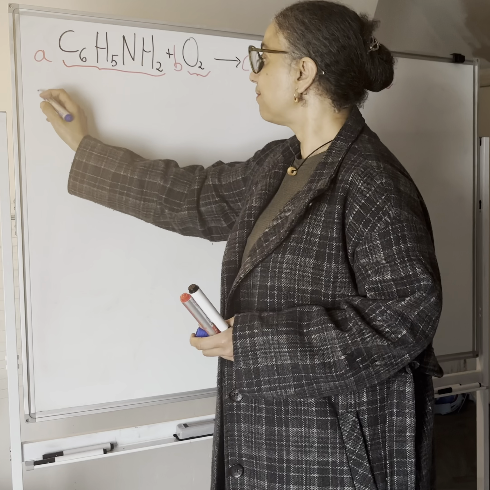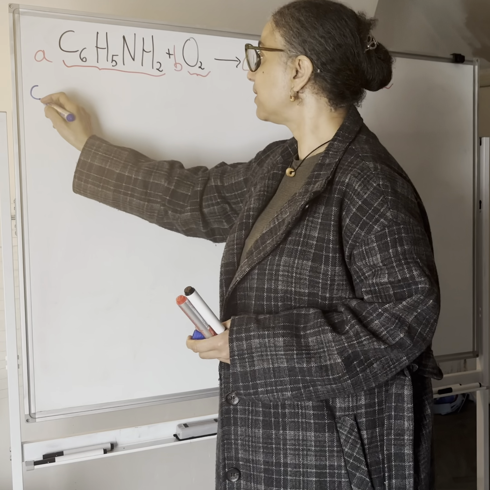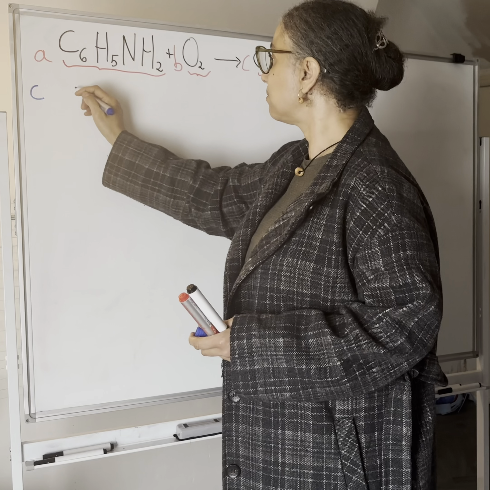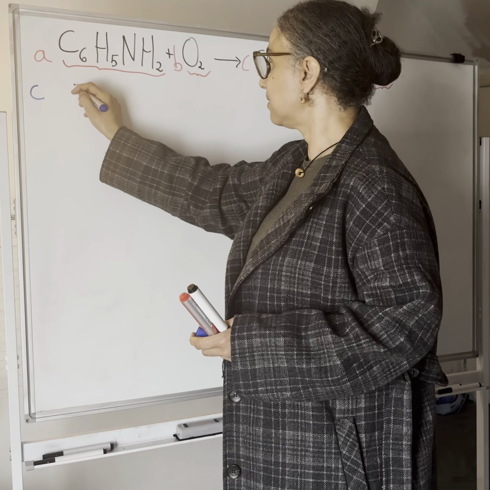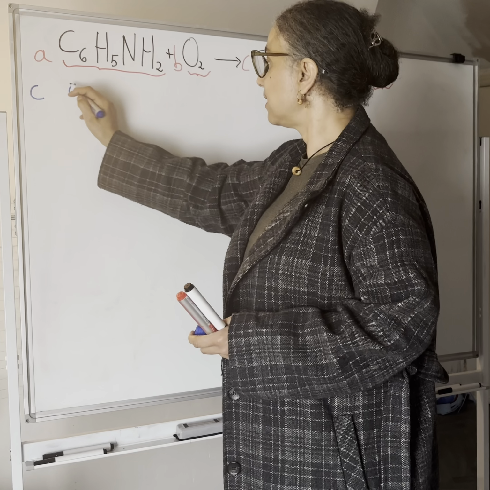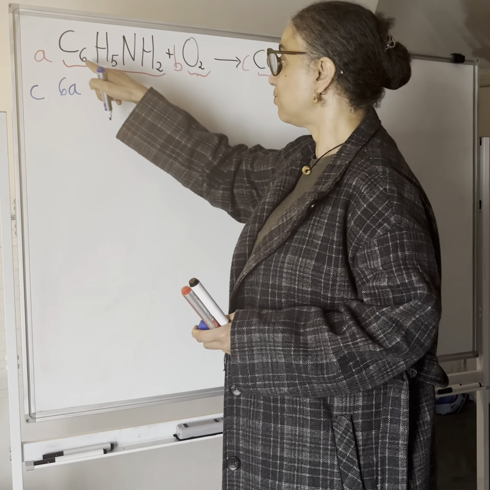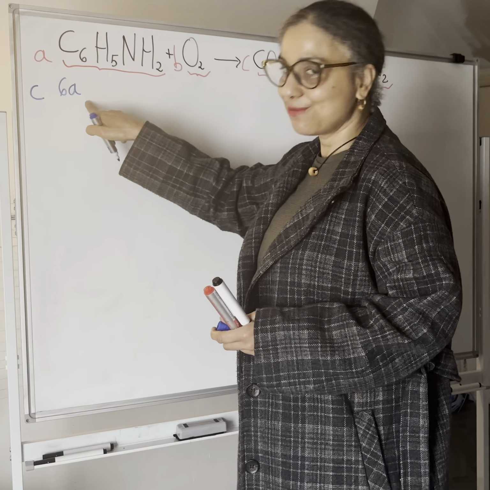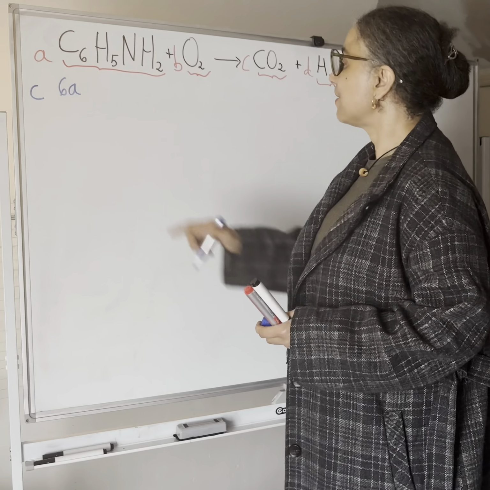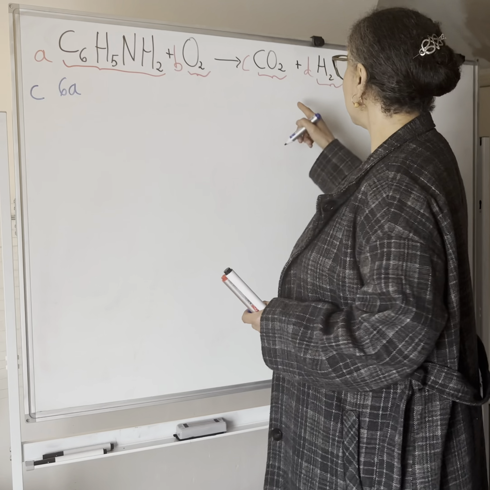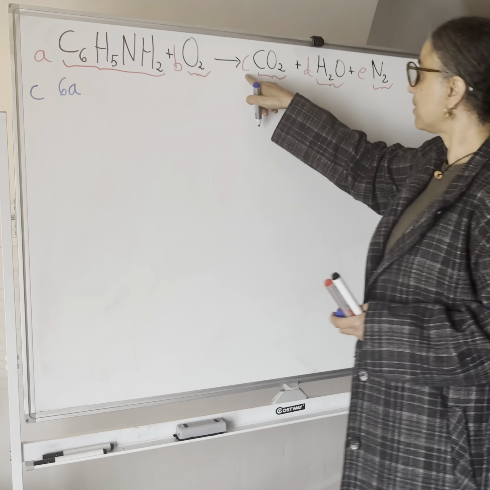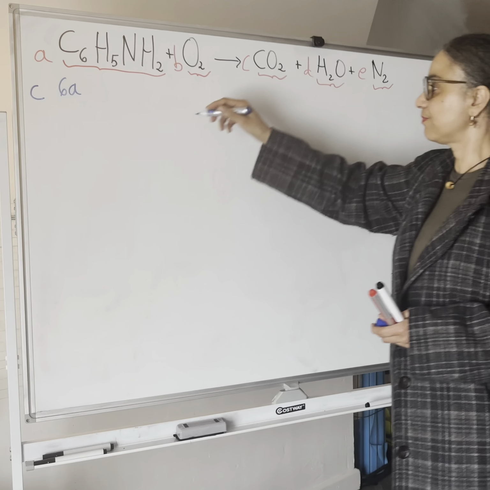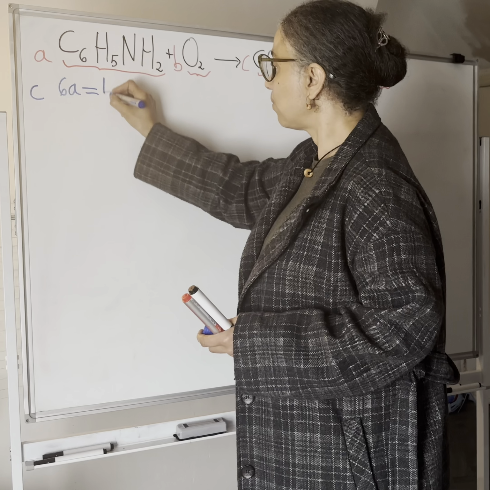So for the aniline, for the carbons, we have 6 carbons in the molecule of aniline. So this gives us a 6A. Okay, so the subscript is now the coefficient of the temporary variable. Now we have 6A, so there are no more carbons here. Now we look at the product side, we have just 1 carbon on the carbon dioxide. So this gives us 1C equals 1C.